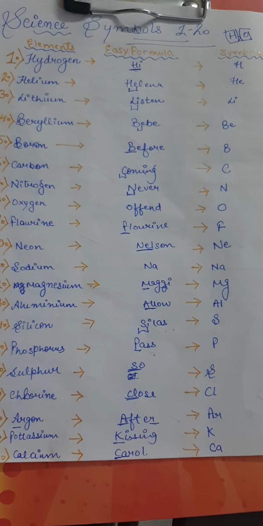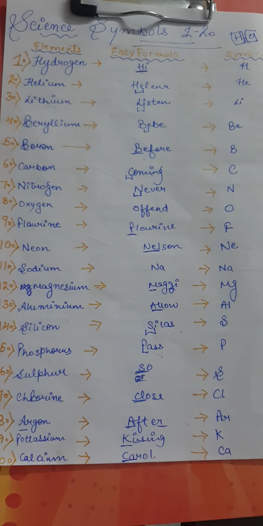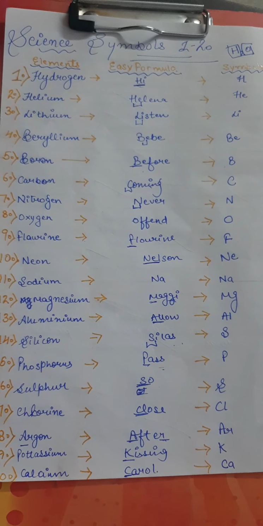These are the symbols of science from 1 to 20.